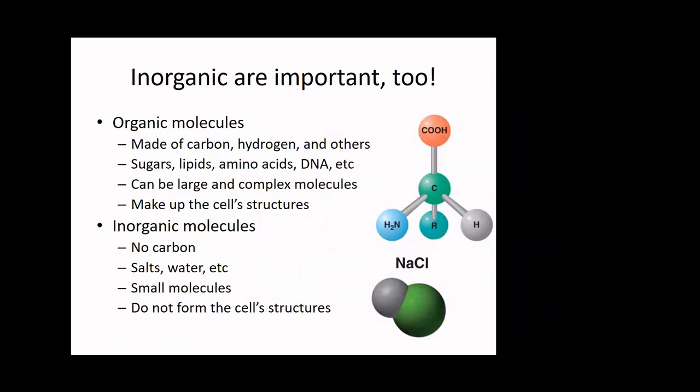Our inorganic molecules are important too, though. They're things like salts, water, small molecules. They don't necessarily form the structure of the cells like carbon compounds do, but they're all very important. In our cells, we have sugars or carbohydrates, we have lipids, amino acids, DNA, all of those have carbon in them. Okay? They're very large and complex structures, and they make up our cells. So that's why carbon is our organic molecule.